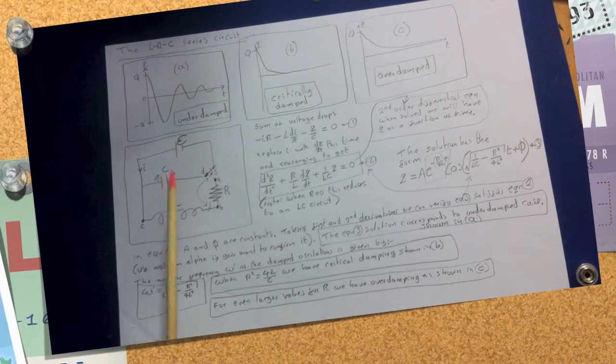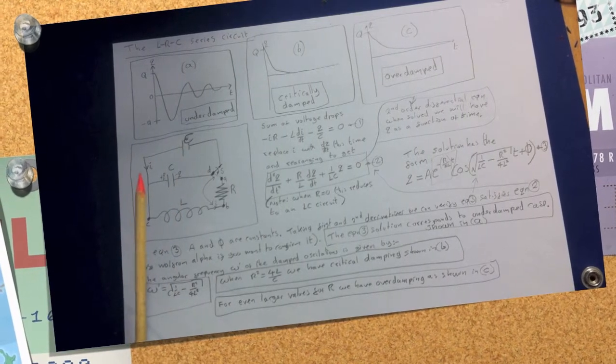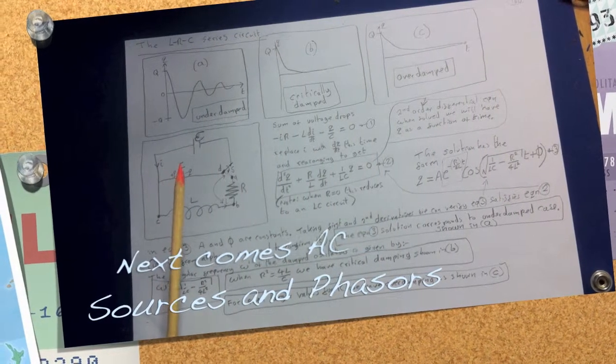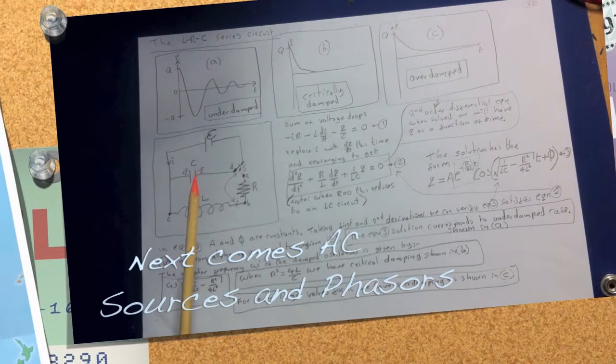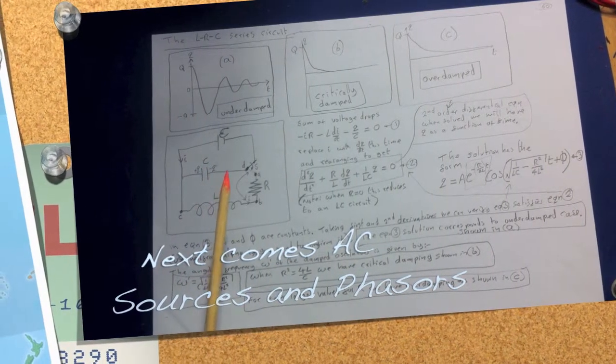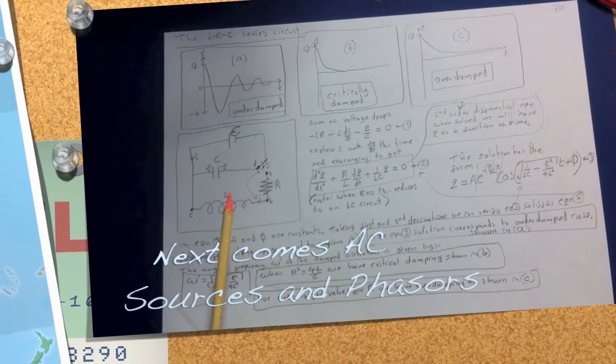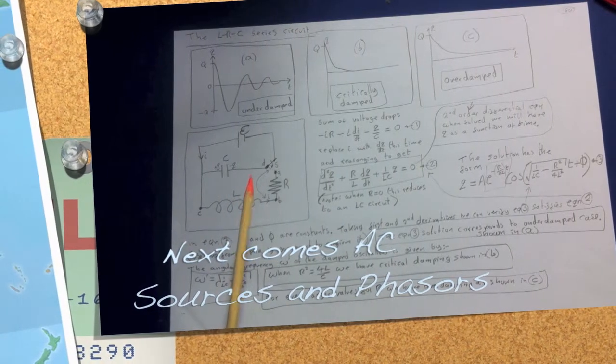The practical applications emerge when we include a sinusoidal varying source of EMF in the circuit. Such a circuit is called an alternating current, AC, circuit. The analysis of AC circuits is our next principal topic.